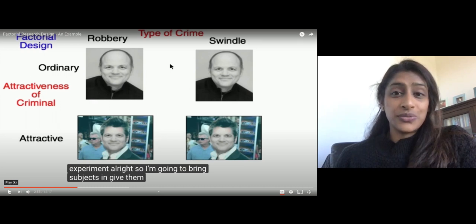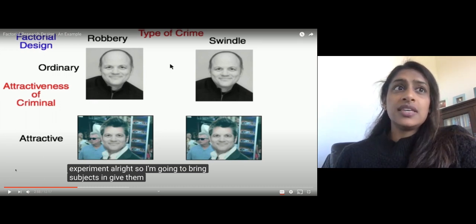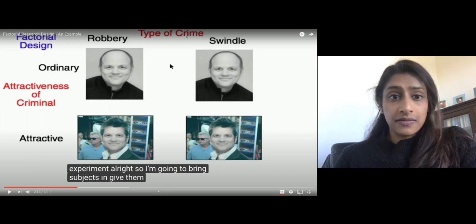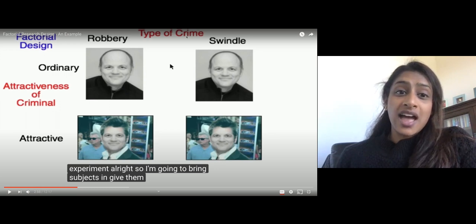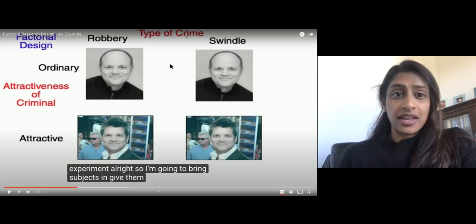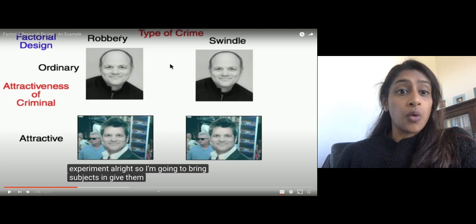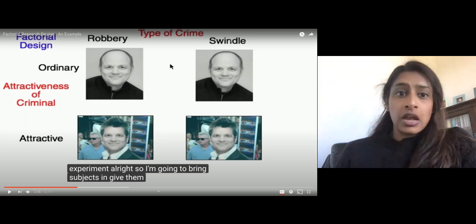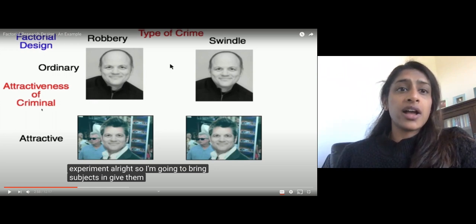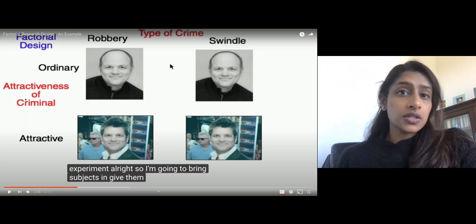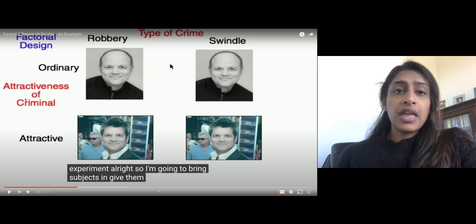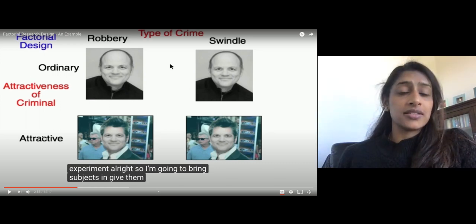Okay, so I just want to stop us really quickly before we get too far along. You see at the top here, this type of crime would be one independent variable, and we have 2 different levels of that independent variable, whether it's a robbery or a swindle. On the other side, we have attractiveness of the criminal. This also is an independent variable, and it has 2 levels, ordinary or attractive.